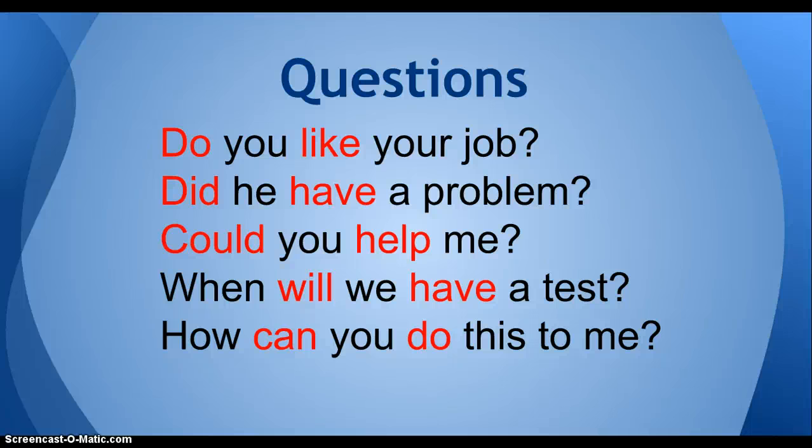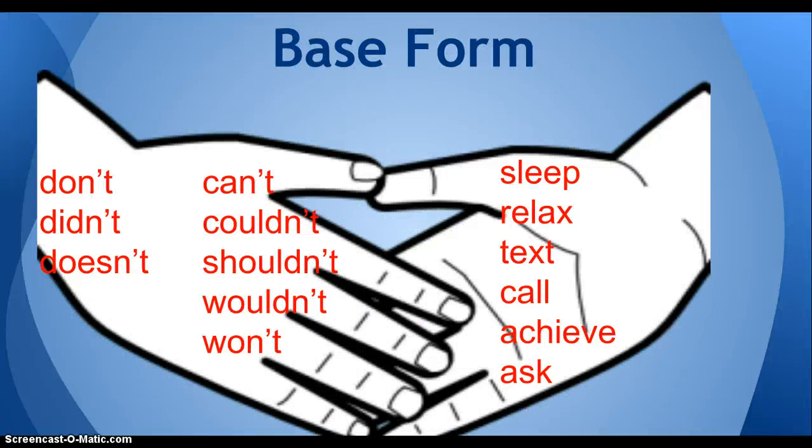Or again, with information questions. When will we have a test? Or how can you do this to me? Okay, negatives, the same. The auxiliary changes to the negative form, such as don't, or didn't, or shouldn't, or couldn't, but the principal verb stays in the base form.